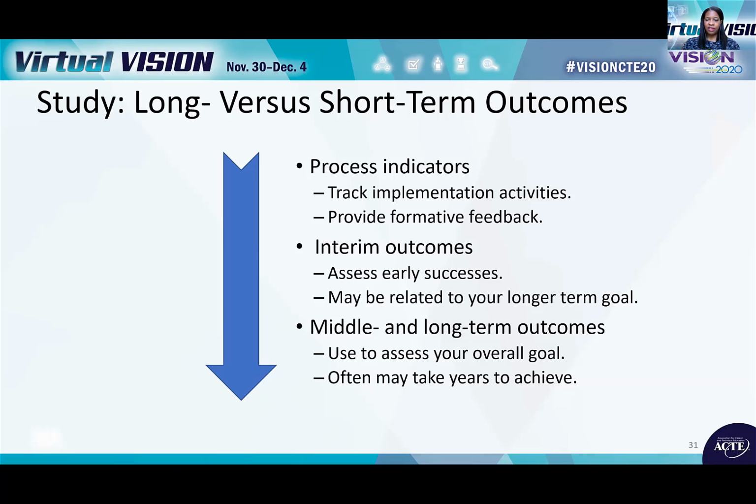And then middle and long-term outcomes. Here you are offered insights into whether you are achieving your overall goal, recognizing that this may take a significant amount of time to manifest. We don't want you to be discouraged, so that's why we have process indicators, interim outcomes, and middle and long-term outcomes, because we know that sometimes it takes a longer time to see success. It may take years to achieve that.